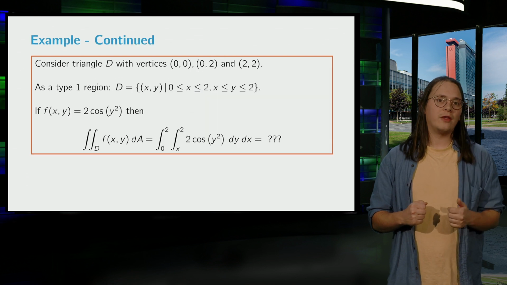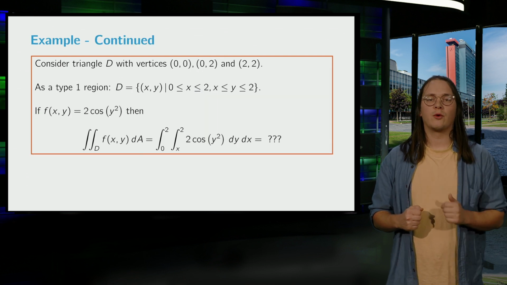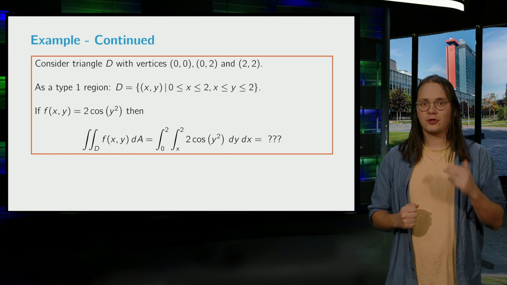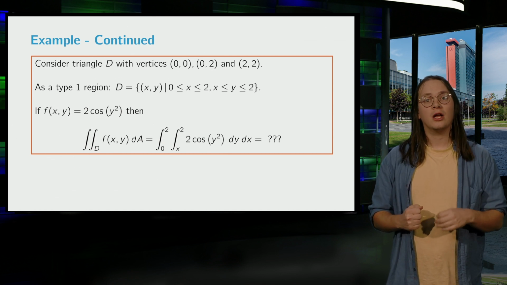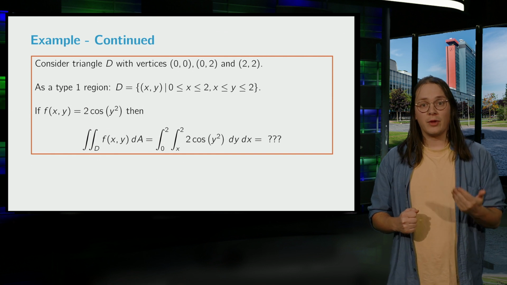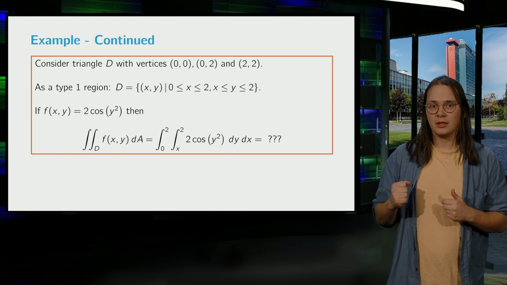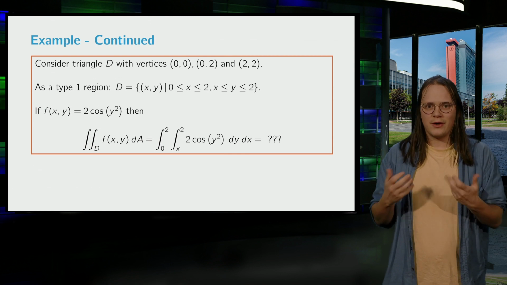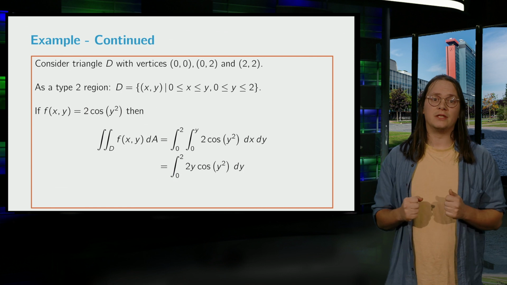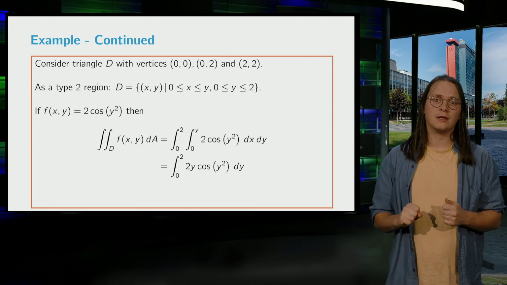Now suppose we want to integrate the function 2 times cosine y squared over this region D. Let us first try to compute it as an iterated integral, treating D as a region of type 1. Then we end up with the integral you see on the screen. However, the inner integral is very hard to compute by hand. So maybe it helps to treat D as a region of type 2 instead.